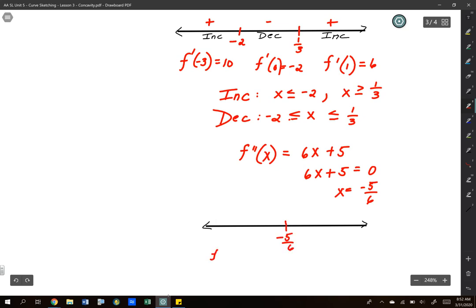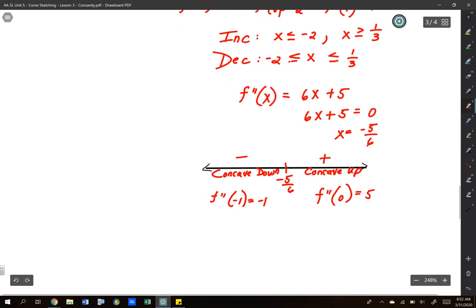So now we're going to use the second derivative. We need a value before -5/6, so I'm going to pick -1. That happens to be -1. We need a value after -5/6, so I'm going to pick 0. So that's going to give us 5. So we get negative and we get a positive. So we're concave down. And then we're concave up.